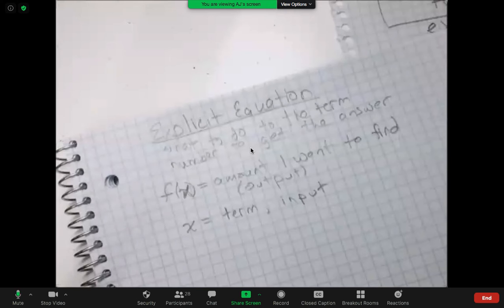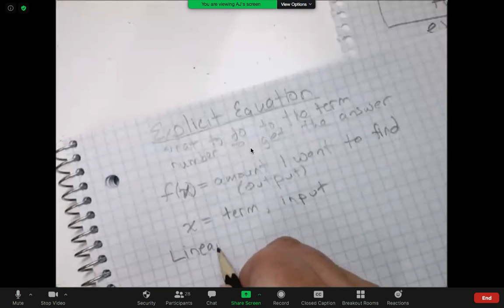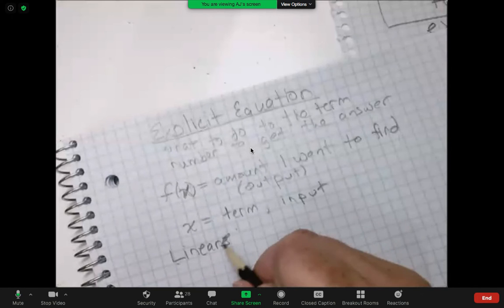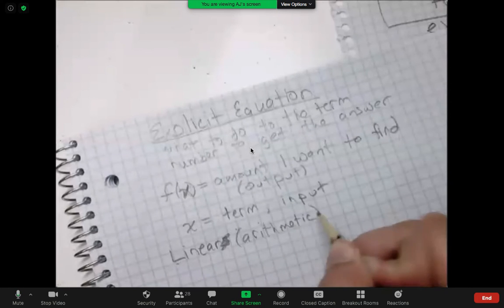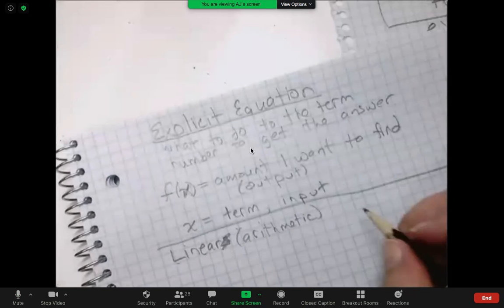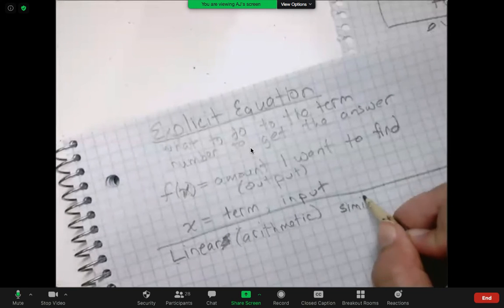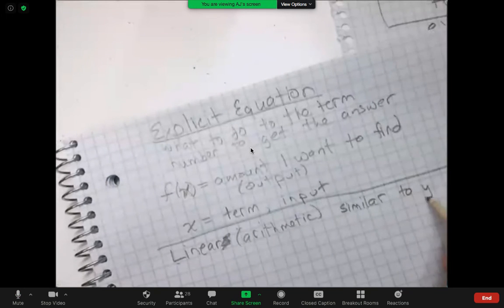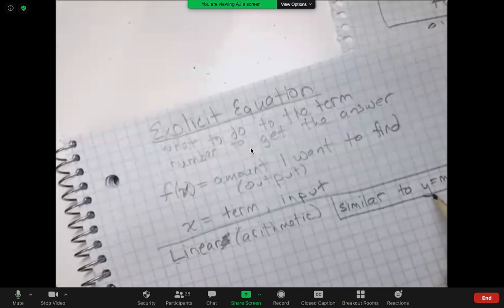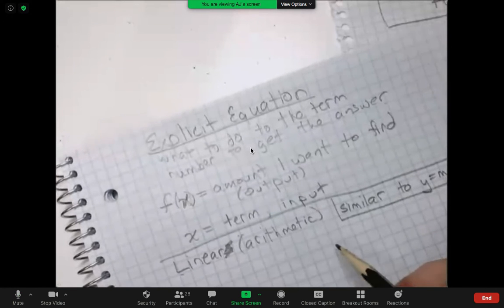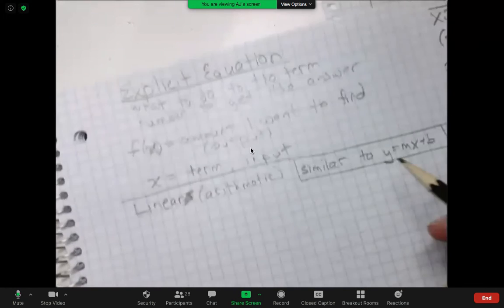Okay, so then again, we're going to have two types of explicit equations. We're going to have our linears. And remember, linear comes from arithmetic. And what's really interesting about this one is that you know a lot about it because it's really similar to y equals mx plus b. So if you've studied linear equations before, I'm sure you've come across y equals mx plus b. This is very similar to that. And I'm going to give you the formula, the fill in the blank version, okay?